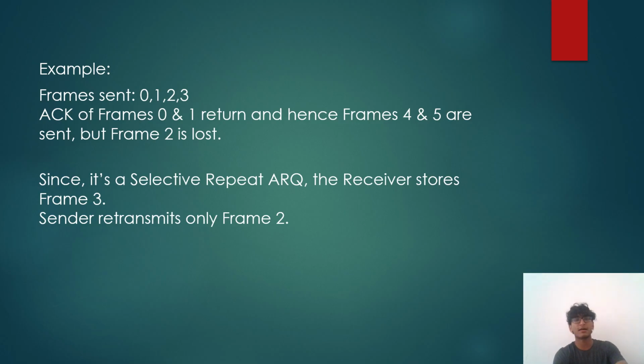This is the example. Frames 0, 1, 2, 3 are sent. The acknowledgement of frames 0 and 1 return, and then 4 and 5 are sent. But frame 2 is lost. So since it's a Selective Repeat ARQ, the receiver stores frame 3 and the sender retransmits only frame 2.